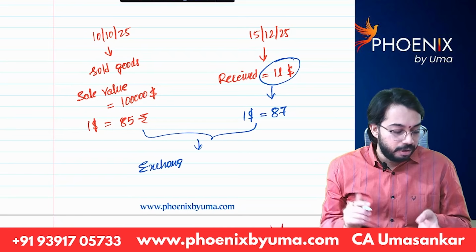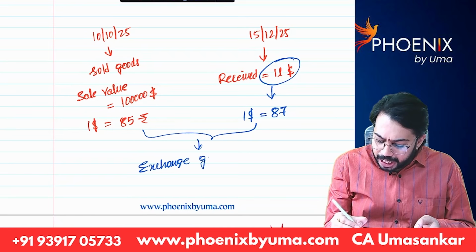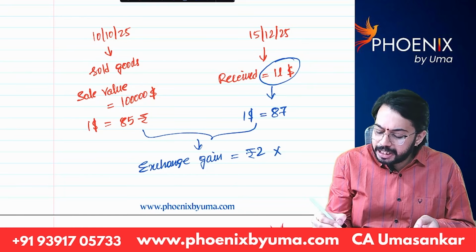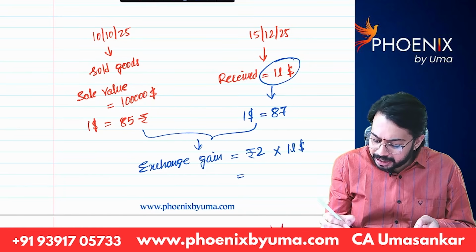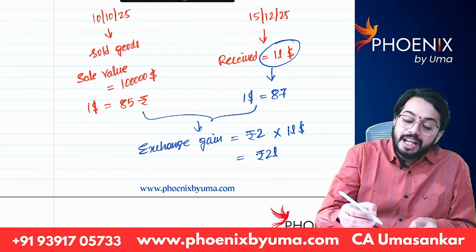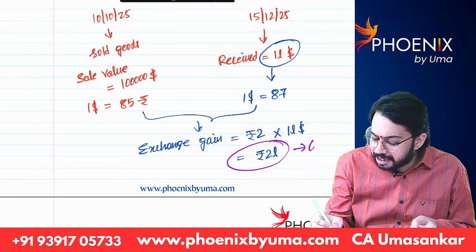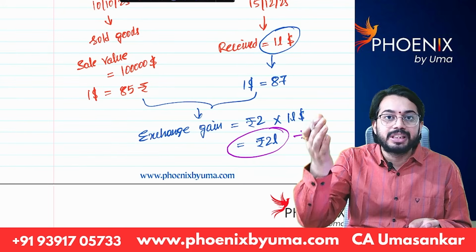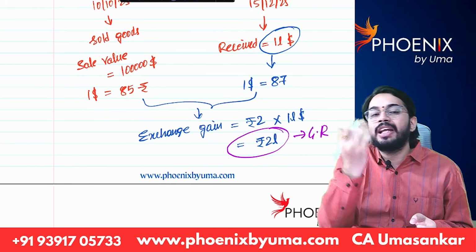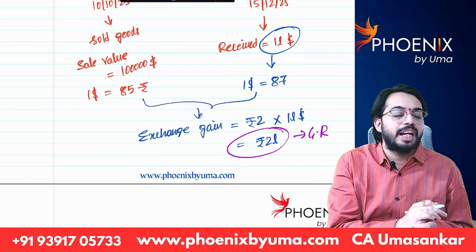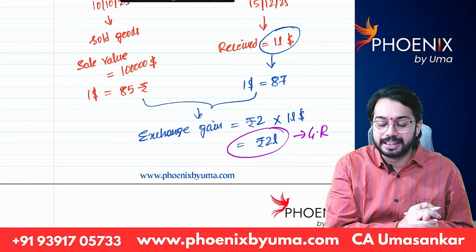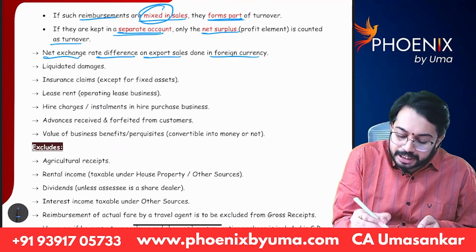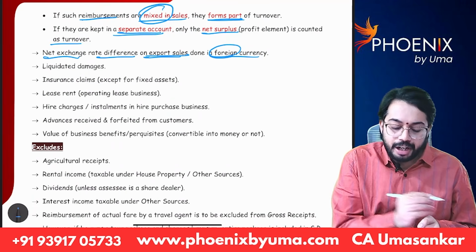Okay. Now, here, how much is exchange gain? Exchange gain is equal to 2 rupees, correct? Now, 2 rupees into how many dollars? $1 lakh. Exchange gain is rupees 2 lakhs. Even exchange gain is also treated as gross receipts. Are you able to understand? So, whenever you are doing exports, if you get any exchange gain because of that, even that exchange gain is also treated as gross receipts. So net exchange rate difference on export of sales done in foreign currency.